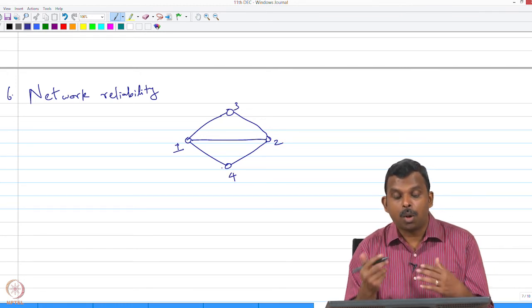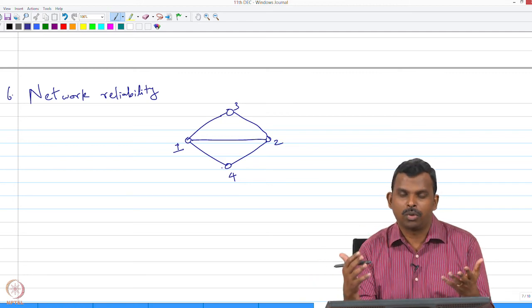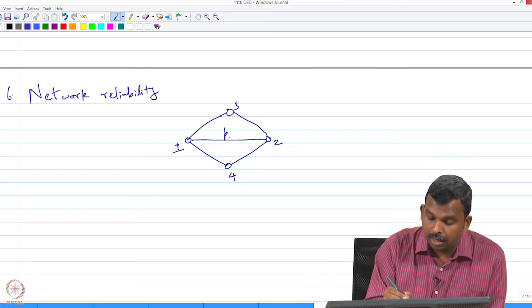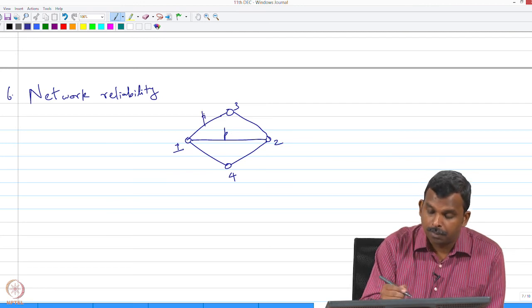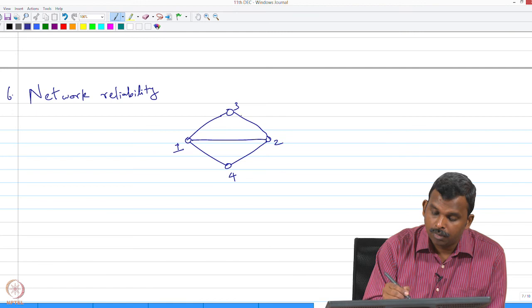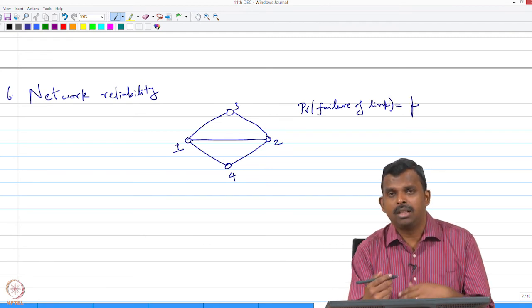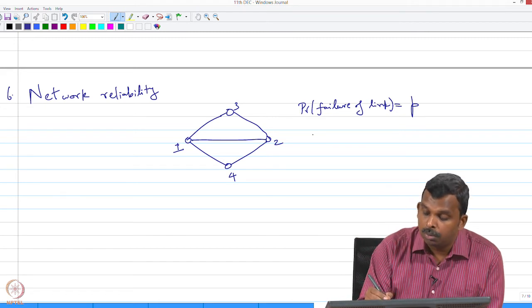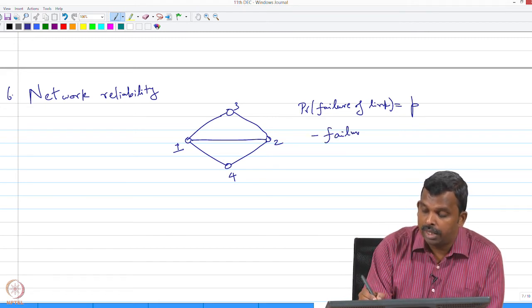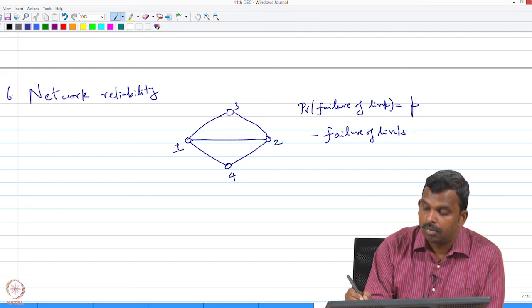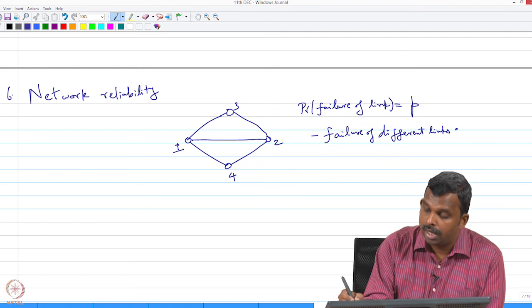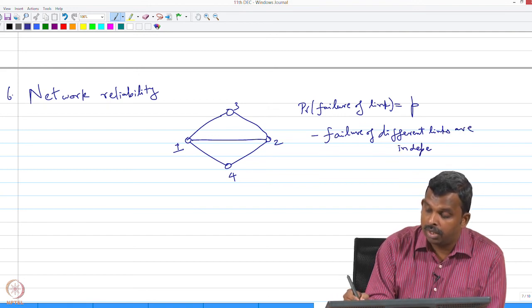Okay. And there might be a probability of failure in any of these links or roads or whatever you want to imagine. So maybe I will call it equal probability. Okay. So, the probability of failure of a link equals P. Okay. And in very many statistical models, you can assume that the failure of different links are independent. Okay, now this is a very crucial assumption.